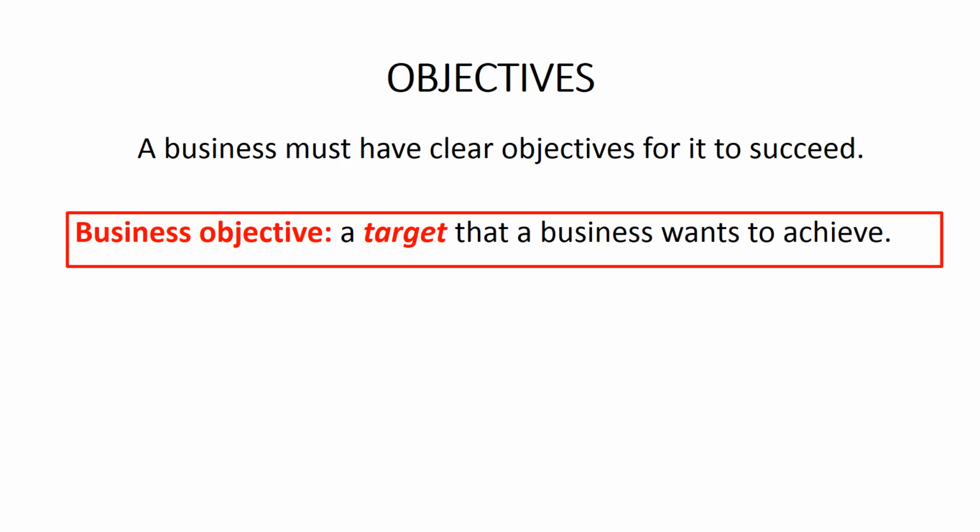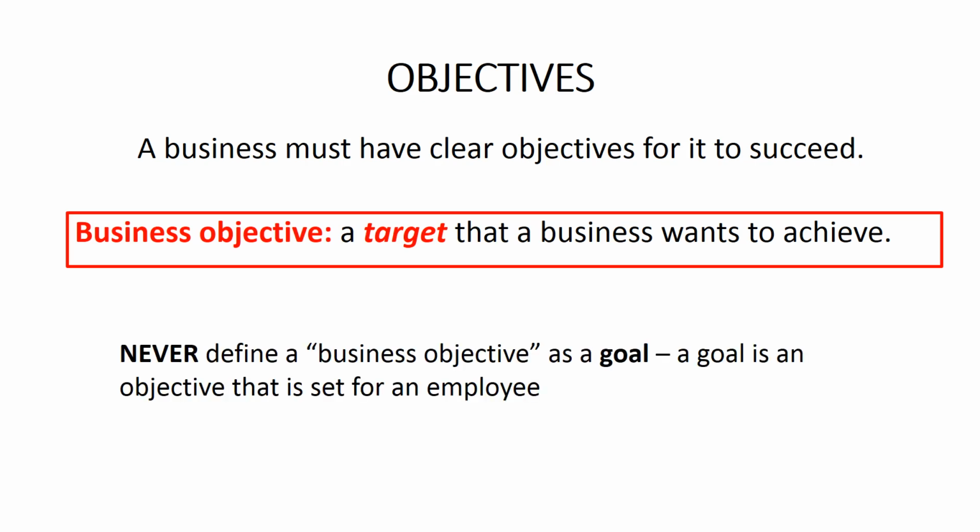Please highlight the word target and make sure that whenever you define the term business objective, you use the word target. Never define a business objective as a goal. Don't define a business objective as a goal that a business wants to achieve. A goal is an objective that is set for an employee, not for a business.